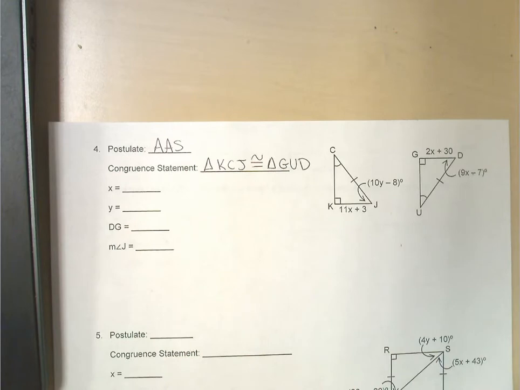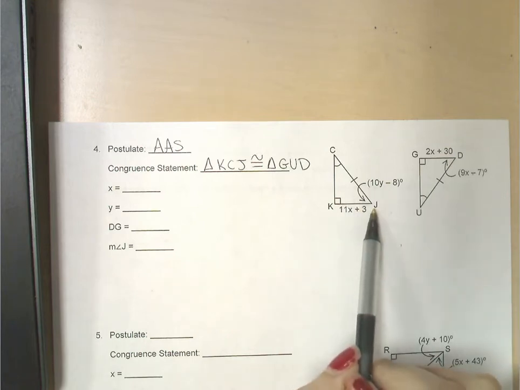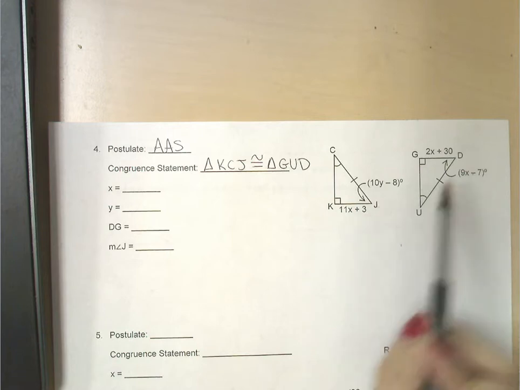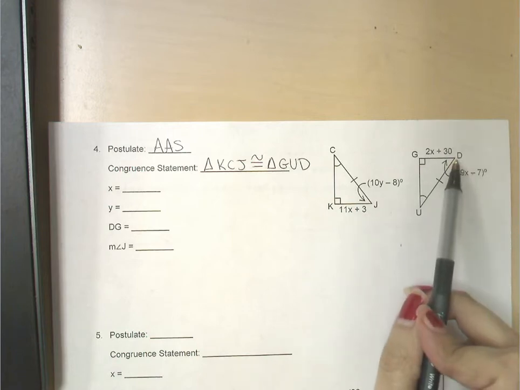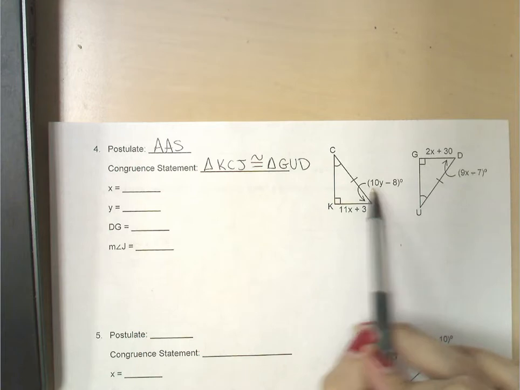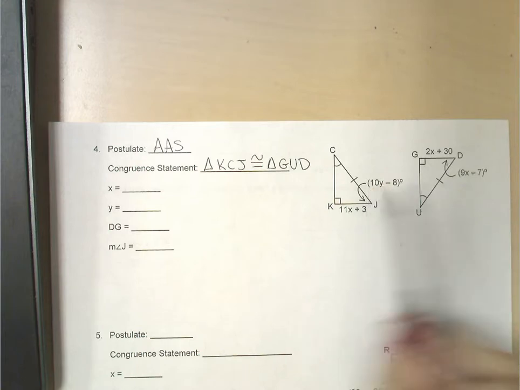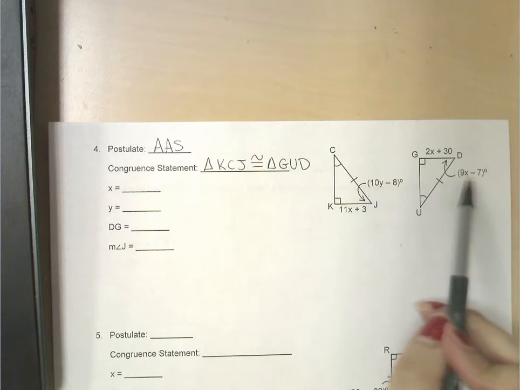And then to solve for X and Y, I have to set up two equations, one to find X and one to find Y. So first, I know already that the corresponding angles are equal. So J is corresponding with D. So those two angles are equal. So I'm going to set up an equation. I'm going to have 10y minus 8 equals 9x minus 7.